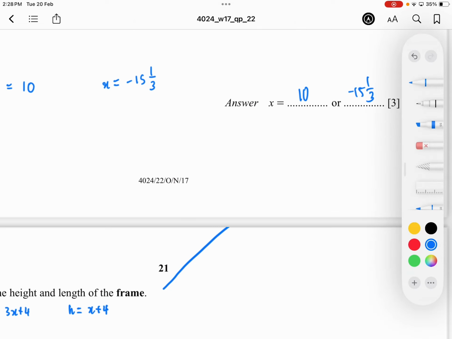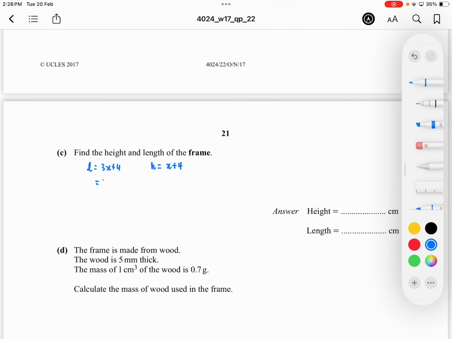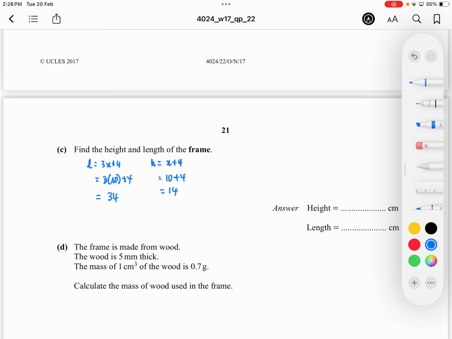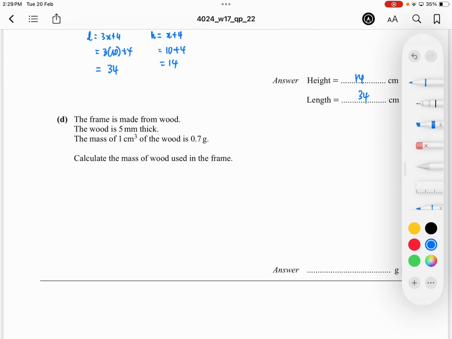So, length: 3 times 10 plus 4 equals 34. Height: 10 plus 4 equals 14. There. Marks for that. Okay, next one. 2 marks.